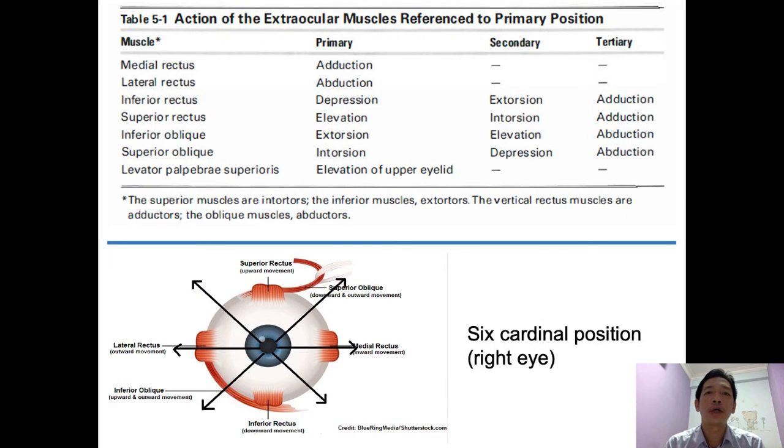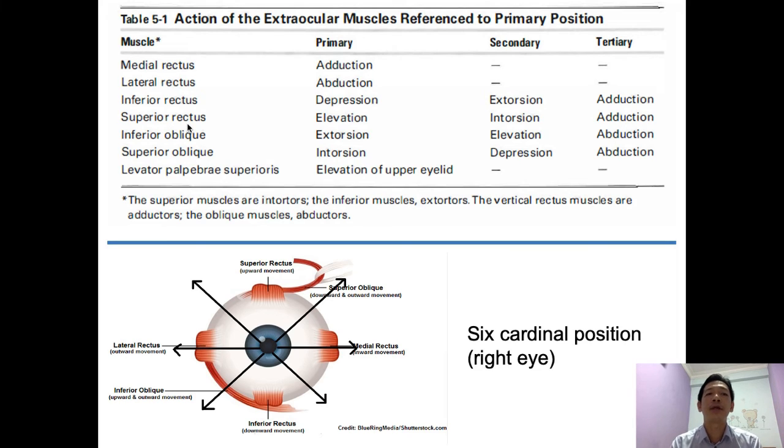Okay, now we talk in detail regarding the physiology and functions of your extraocular muscles. In the top part, there is a very common table for you to memorize the primary, secondary, and tertiary actions of your extraocular muscles. This is something that you need to mention even in the anatomy questions.